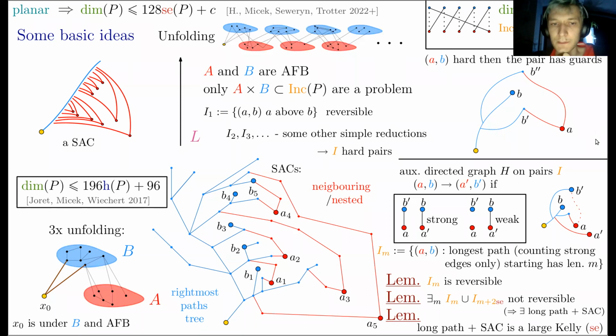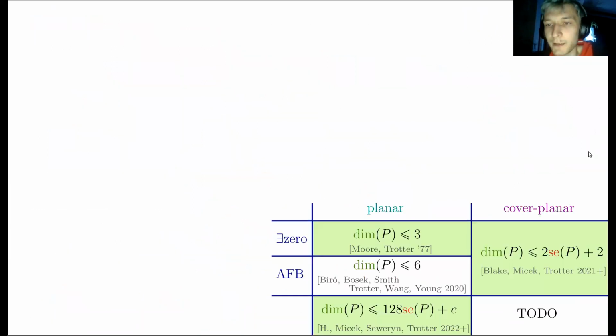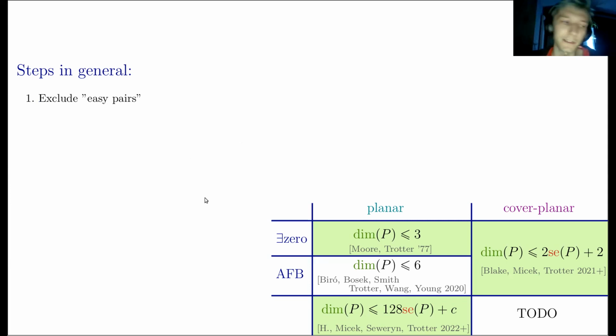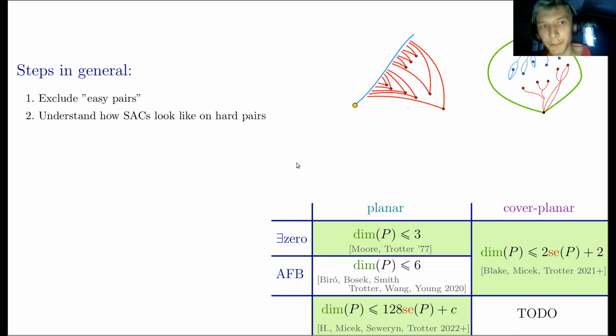And now you may notice that both these proofs which I showed you are in a sense similar, and I want to summarize these similarities. So the steps in these top two hardest proofs in general are that first we exclude easy pairs. We take I1, I2, and these are some set of pairs which are reversible. We reduce only to hard pairs.